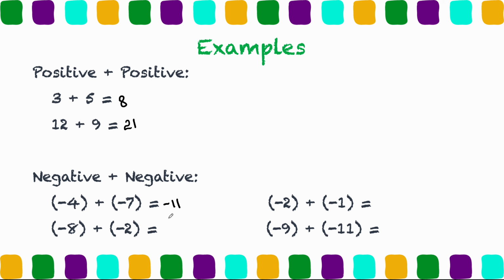Now for the other one, we have negative 8 plus negative 2. We know our answer would be negative, and when we add 8 and 2, we would get negative 10. Now for the other one, we have negative 2 plus negative 1. Our answer would indeed be negative 3. And the last one here, we have negative 9 plus negative 11. Now when we add both, we know our answer would be negative, but not only negative, but negative 20.